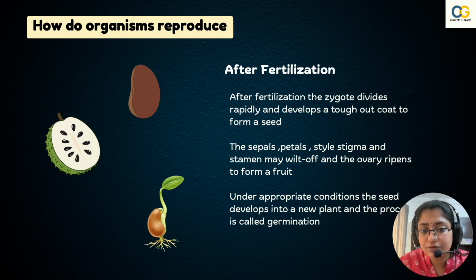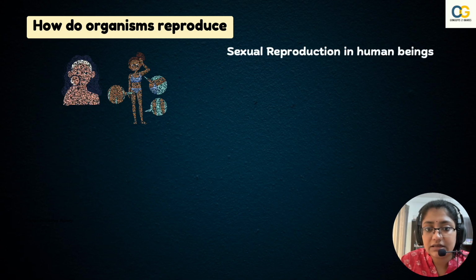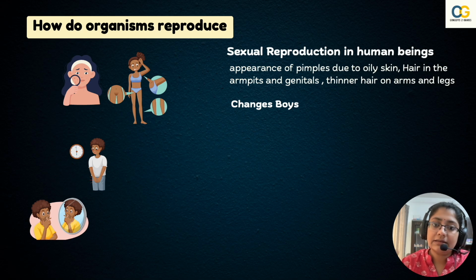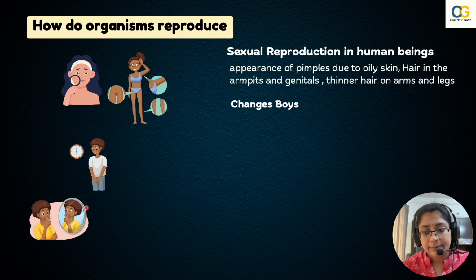Now let us move to reproduction in human beings, starting with the different changes that occur in human beings towards the process of sexual reproduction. So first, there are some sexual changes that occur. The first thing is appearance of pimples due to oily skin, hair in the genital region, armpits and legs, etc. This happens in both male and female.